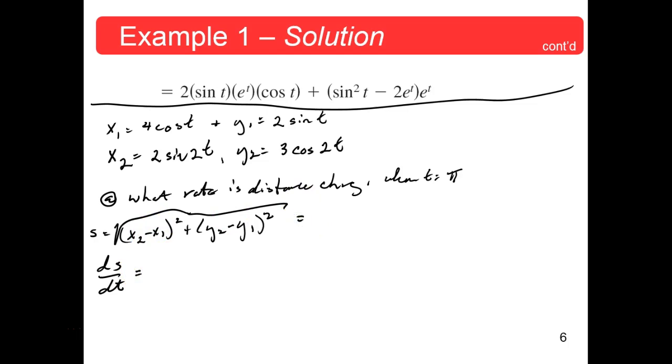Before we do that, let's rewrite this as x2 minus x1 squared plus y2 minus y1 squared, quantity to the 1/2 power. If we write it that way, I think it'll be a lot easier to see how we do the ds/dt.